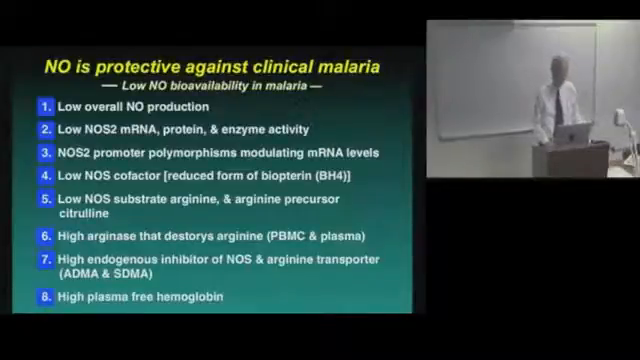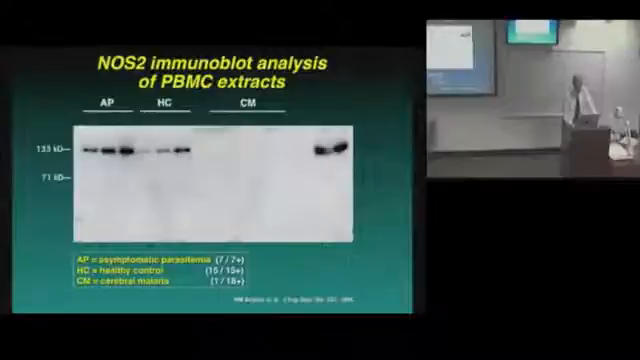And then finally, we've measured plasma-free hemoglobin in patients with malaria. And as part of this hemolytic pathway, it's like we lost our picture here. In the hemolytic pathway, there's hemoglobin that's released into the plasma, and then this plasma hemoglobin quenches nitric oxide.